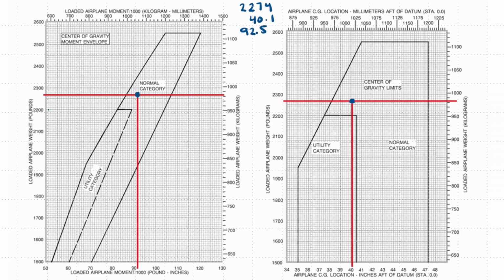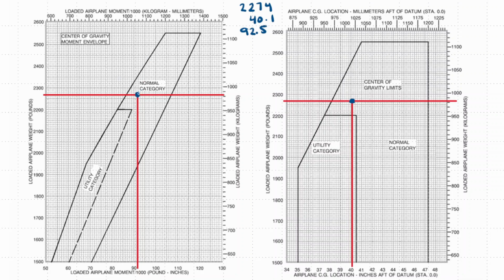So the loaded airplane weight, we know that it's going to weigh 2,274 pounds. So this is 2,200 here. Over here would probably be 2,250. And so I gauge that 2,274 is right around here. So I draw a line horizontally like this, okay? And then it also uses the loaded airplane moment, and we know that the moment is 92.5. So using the very small lines that we have here, I found 92.5 and I draw that line straight up.